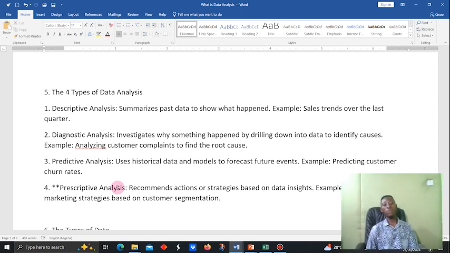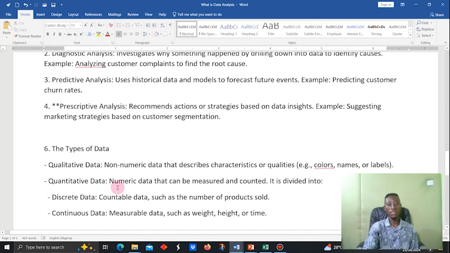The next one, we have the predictive analysis. It uses historical data and models to forecast future events. For example, predicting the customer consumption rate. Now, the last one is prescriptive analysis. It recommends actions and strategies based on data insights. For example, it suggests marketing strategies based on customer segmentation.